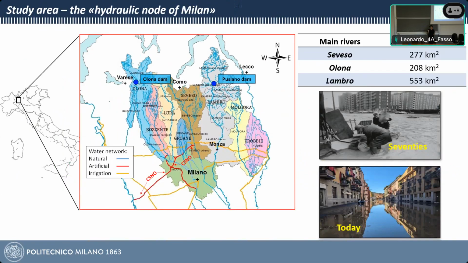So I introduce you to the study area where we developed this methodology, which is the hydraulic node of Milan. As you know, it is a highly urbanized area with a lot of population. We are talking about a total area with the major river basins of about 1,000 square kilometers. And as we know, there are still a lot of flooding problems. This is also why civil protection wants to do research on forecasting flood events in this kind of area, also because the exposure of goods is so high, since there is a lot of population.